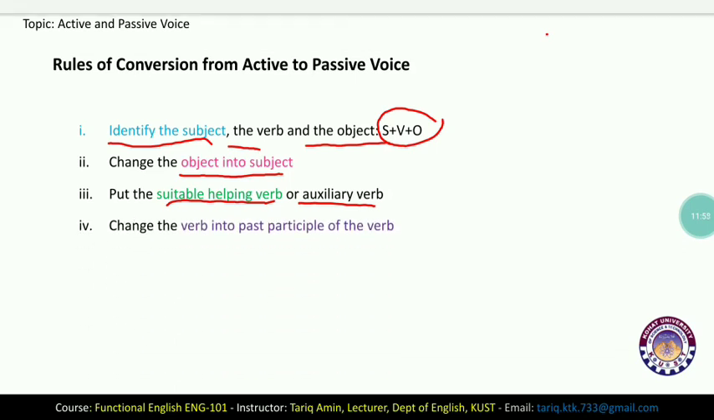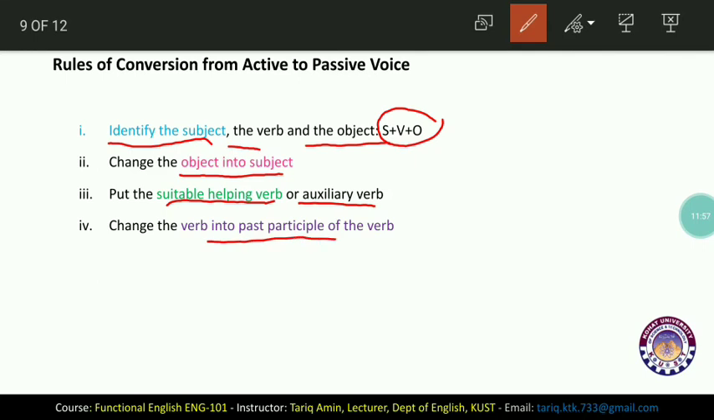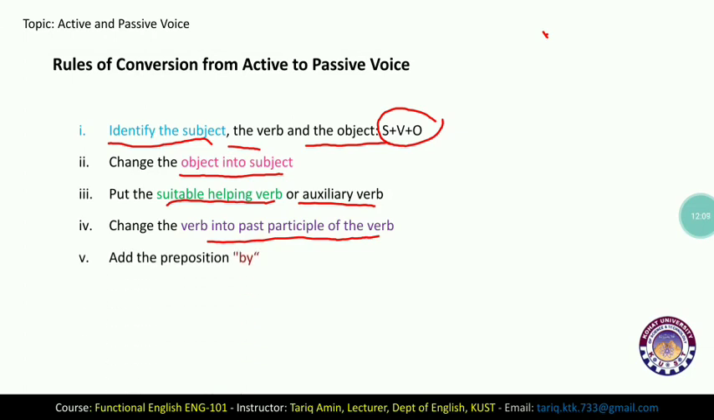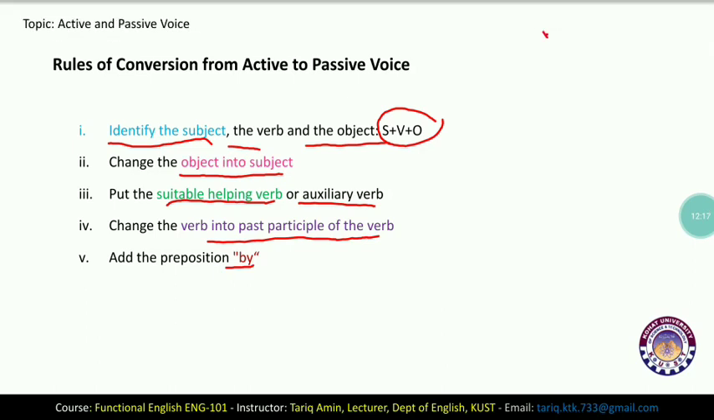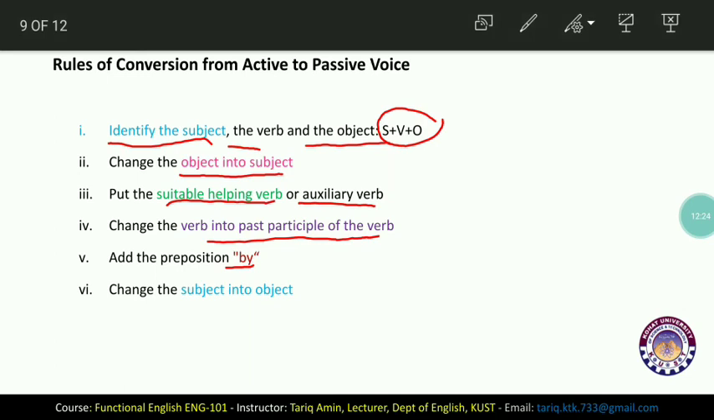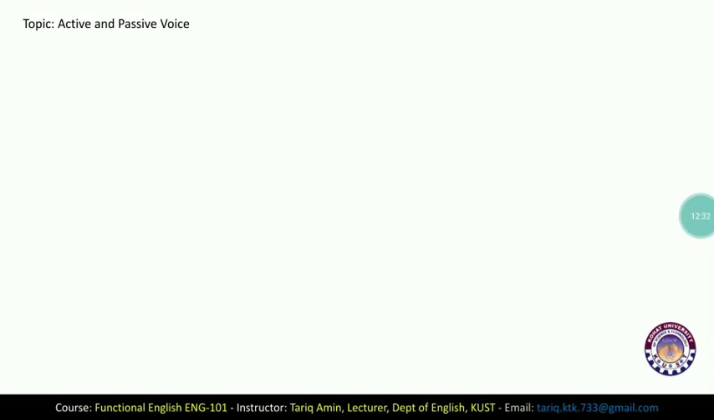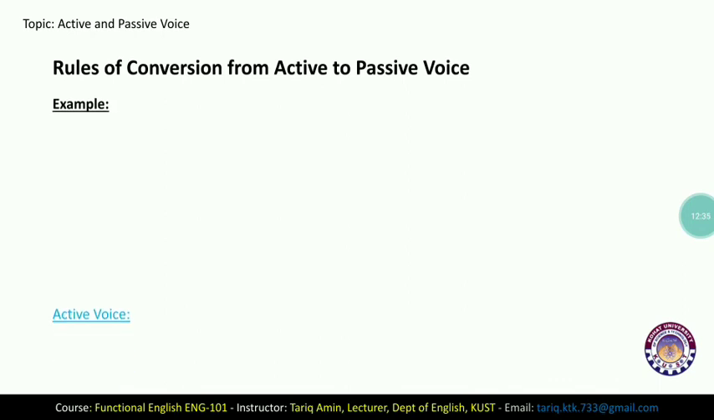Okay, change the verb into the past participle form of the verb. We will discuss what the past participle forms of verbs are. Okay, add the preposition by. After the past participle form of the verb, we need to put the preposition by. And the very last one is to change the subject into object. The subject must be changed into object. These are 6 steps. Let's apply these tips to an example.